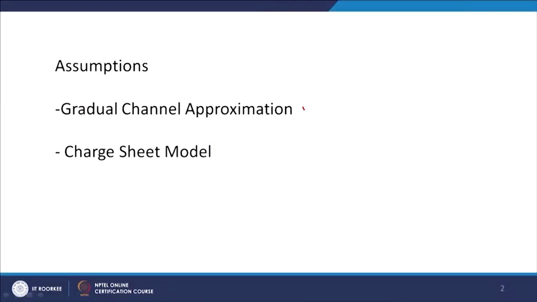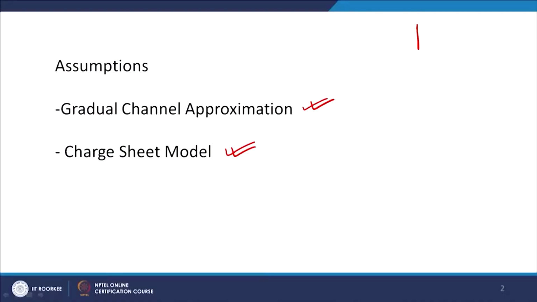So, what assumptions do we take as far as this MOS device is concerned? First of all, we assume a gradual channel approximation, and then we assume the charge sheet model. What is gradual channel approximation? Gradual channel approximation tells me that the electric field in the transverse direction is much larger as compared to that in the longitudinal direction, right.